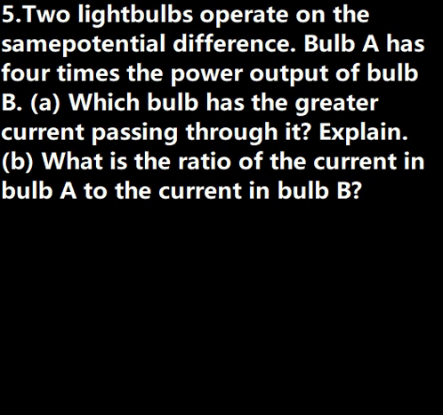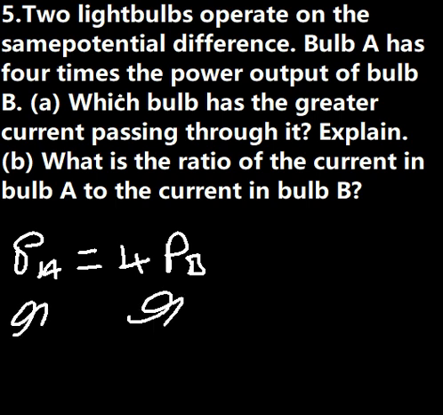So now using the same principle, let's go through this problem. Two light bulbs operate on the same potential difference. So that is, light bulb A has 4 times the power rating of bulb B. Which bulb has the greater current passing through it? And explain. So the power for bulb A is 4 times the power for bulb B. So which means this one is having more power compared to this one.